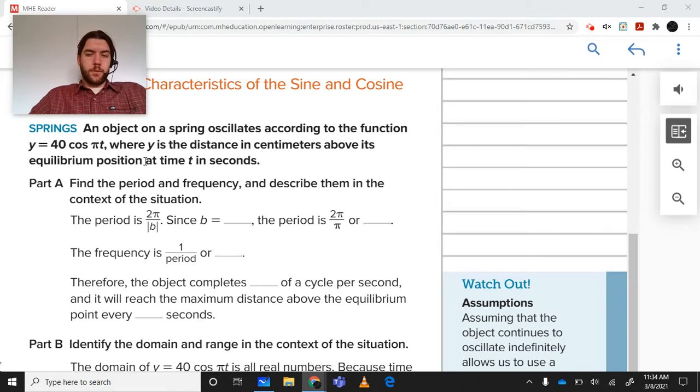So something on a spring will have some equilibrium position that it's oscillating above and below. They're saying y is the distance above its equilibrium position at time t seconds. We want to find the period and the frequency, and then we want to identify the domain and range.